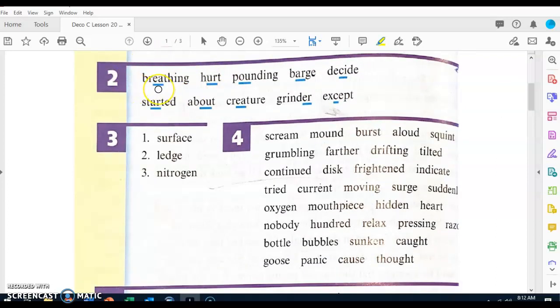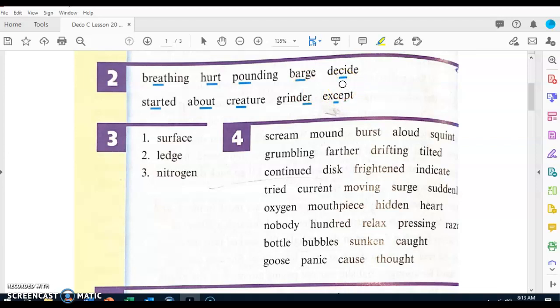Everybody should be looking at the first word. First word. What sound? E. What word? Breathing. Next word. What sound? What word? Hurt. Next word. What sound? Ow. What word? Pounding. Next word. What sound? R. What word? Barge.